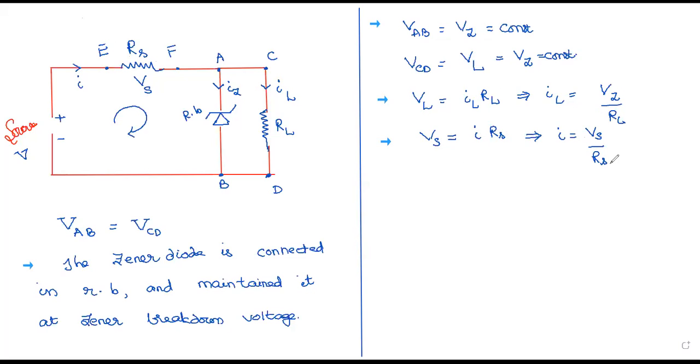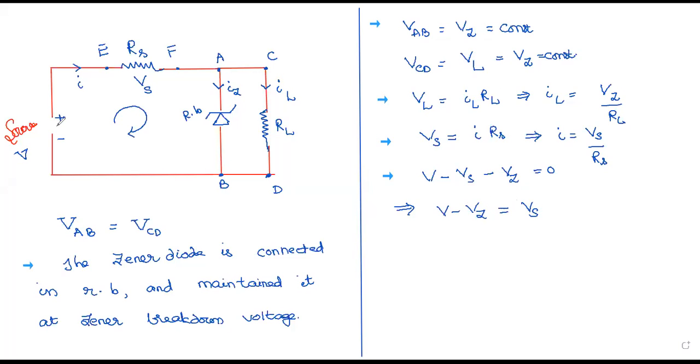Sir, you can find I, correct, but Rs is given and Vs is not given. Yes, you are right. Vs is not given, but V and Vz are given. So according to the loop law, write: V minus I into Rs, that is Vs, and in the direction of current minus Iz into Rz, which is Vz, equals zero. The loop is completed. That implies Vs equals V minus Vz.